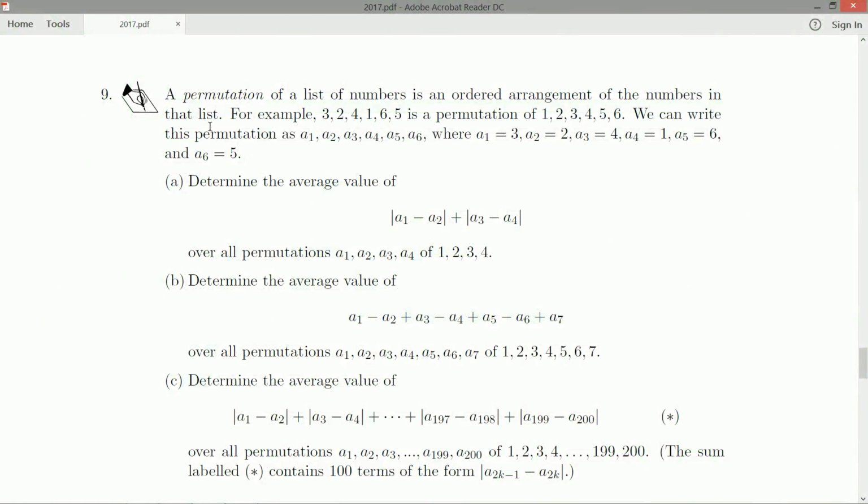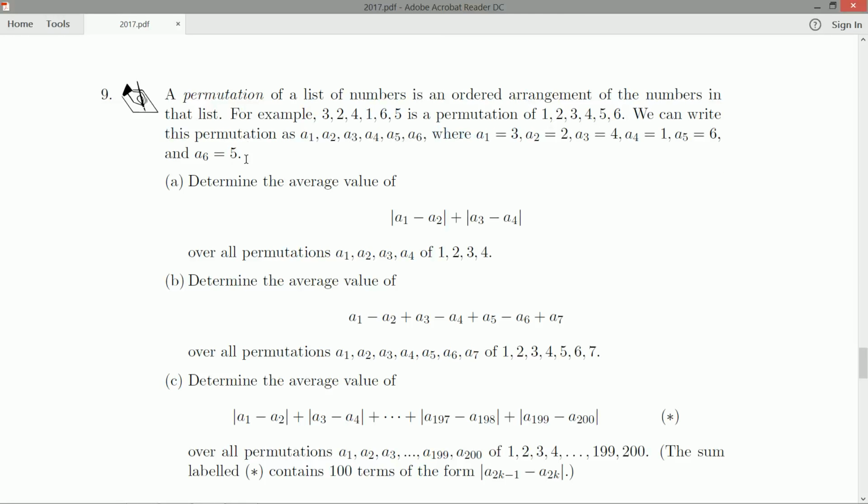Thank you for joining me as we take a look at question number 9 on the 2017 Euclid paper. A permutation of a list of numbers is an ordered arrangement of the numbers in that list. For example, 3, 2, 4, 1, 6, 5 is a permutation of 1, 2, 3, 4, 5, 6. We can write this permutation as A1, A2, A3, A4, A5, A6, where A1 is 3, A2 is 2, A3 is 4, A4 is 1, A5 is 6, and A6 is 5.